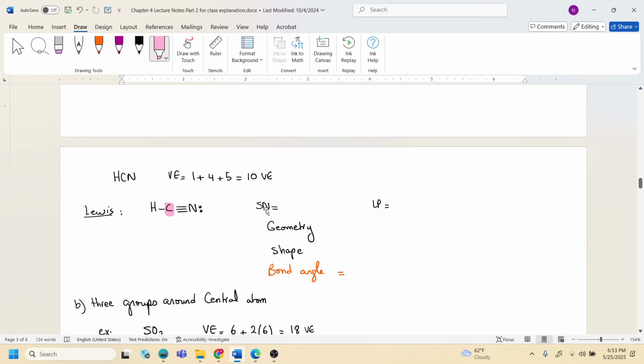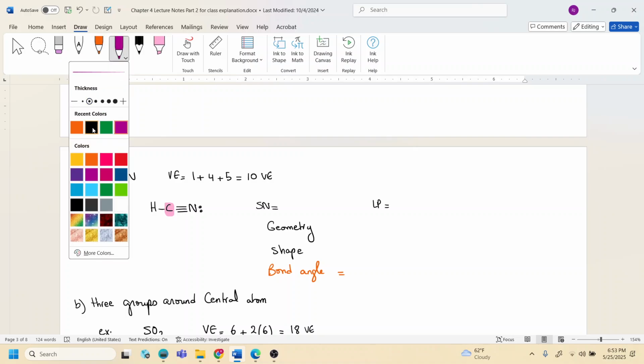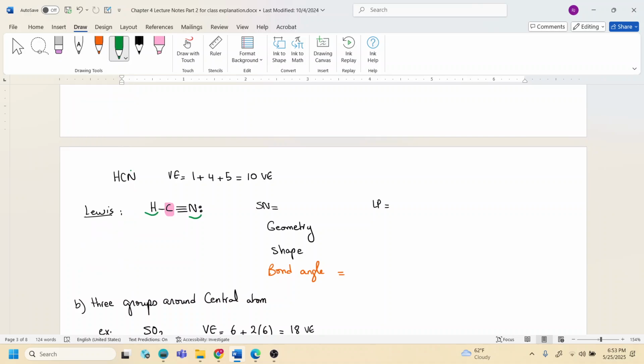So the steric number is the number of atoms bonded to the central atom. So I do have a hydrogen and I do have a nitrogen in there. So that is going to be equal to 2 plus, is there any lone pair on the carbon? There is none. So that is going to be 0. So the steric number is going to be 2 and the lone pair is going to be 0. So the geometry and the shape is going to be similar to the top one.